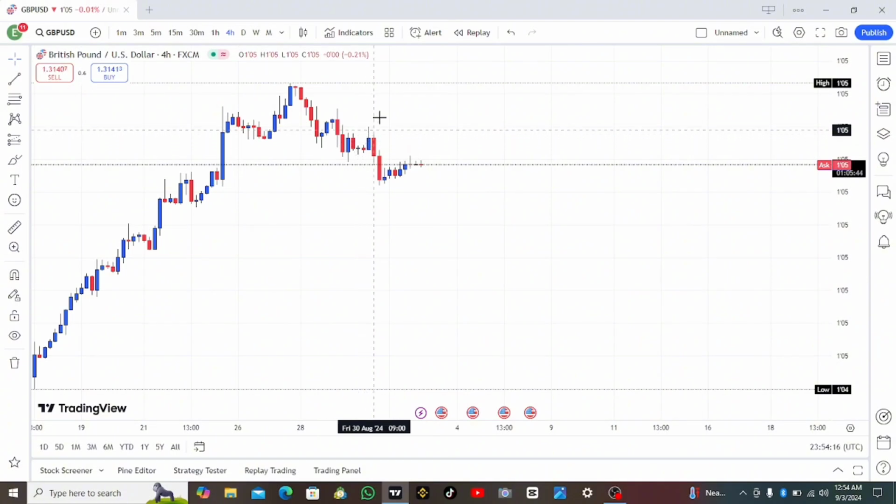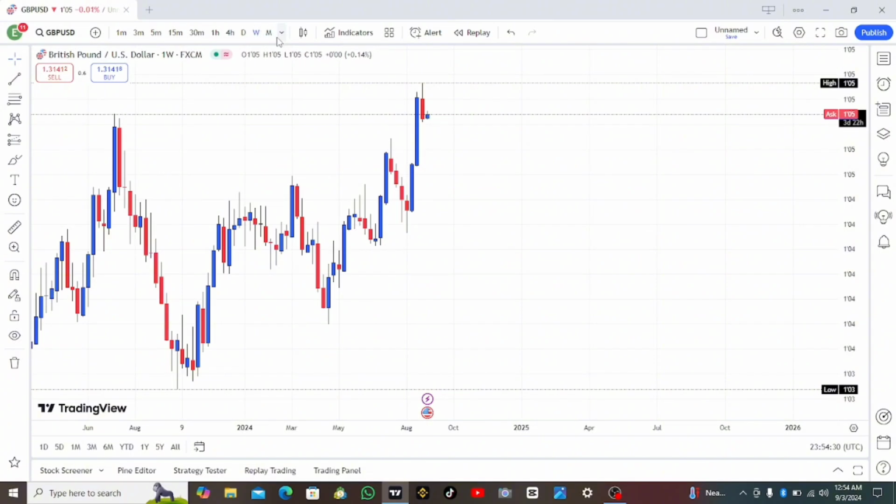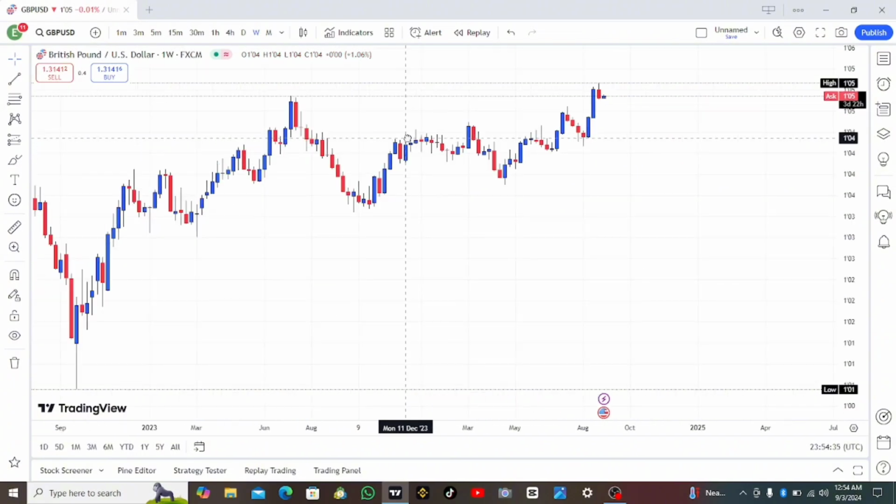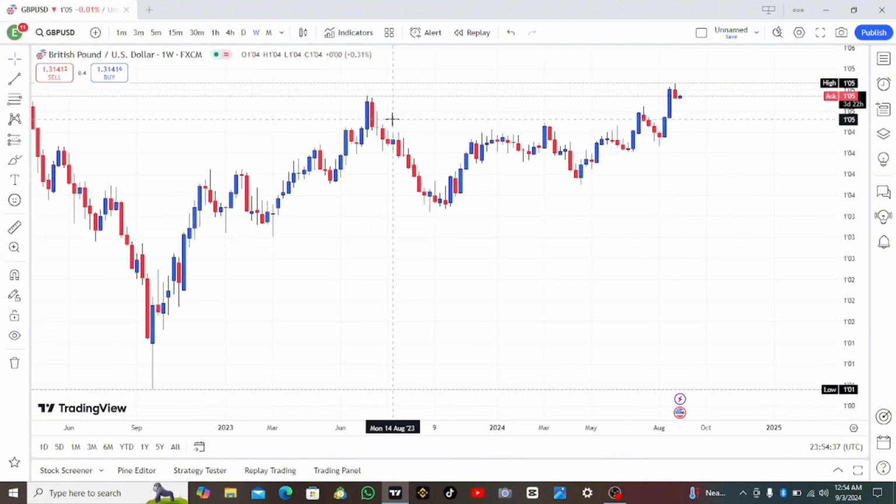First of all, what we're going to do is switch to our weekly time frame. I always use the weekly time frame to do my top-down analysis. You use the higher time frame to do your top-down analysis. This is GBPUSD right here. I'll switch to the weekly time frame so that we'll know what it is telling us.